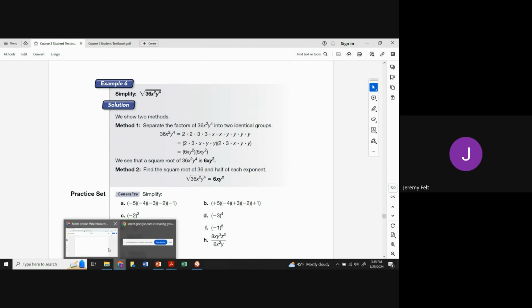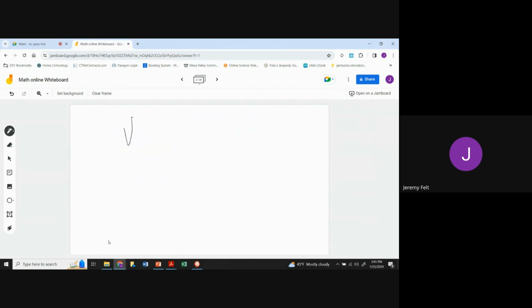A lot of examples in this one, but let's say we have example 6, 36x squared y to the power of 4. So taking the square root. Since these are all multiplied, if we were adding or subtracting, this rule would not apply. But we can break this apart.